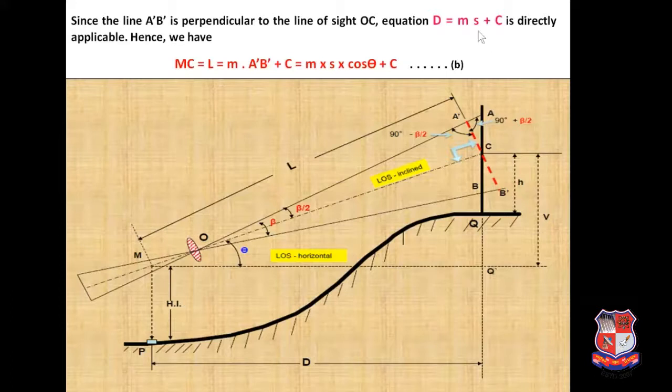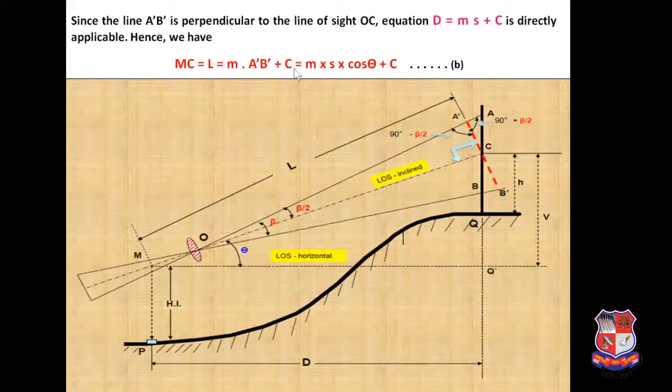By applying this equation, in our case we have MC, and MC is equal to capital L. So capital L is our distance, so D is equal to L here. M, small m or capital M, is the multiplying constant. S means staff intercept, so for our case the staff intercept will become A'B'. So M into A'B' plus C as it is. So A'B' is our staff intercept.